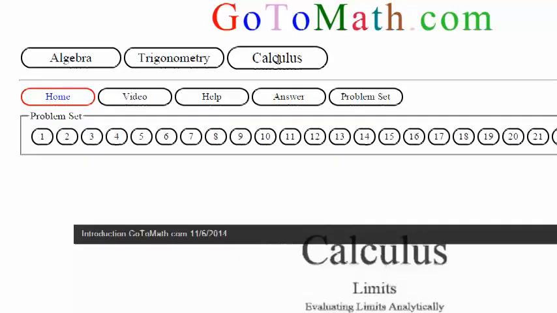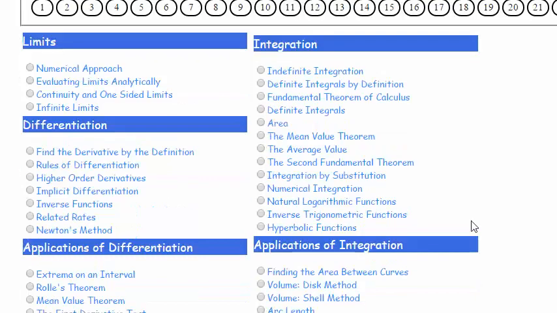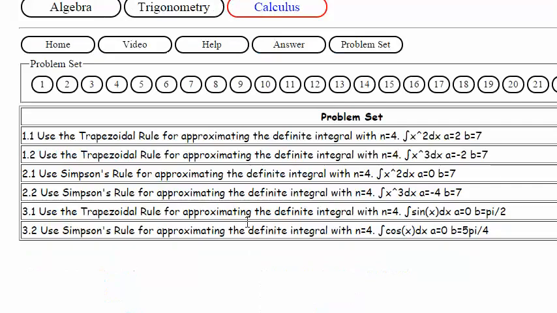Alright, we're here at gotomath.com and we're doing numerical integration. We're down here, we're going to be looking at 3.1. It says use the trapezoidal rule for approximating. We're going to let n equal 4 here.